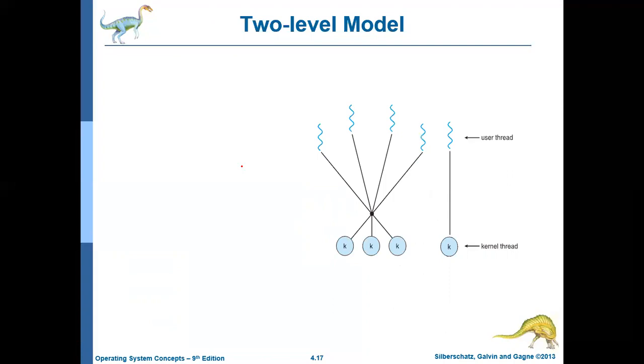And the two-level model is one variation of the many-to-many model. It is basically the same as the many-to-many model, other than that it adds one additional feature: a particular user thread can be bound to a particular kernel thread. What does it mean? It means that a user thread can be bound to one particular kernel thread throughout its lifetime, and that feature is available. But that may not be available in a normal many-to-many model.